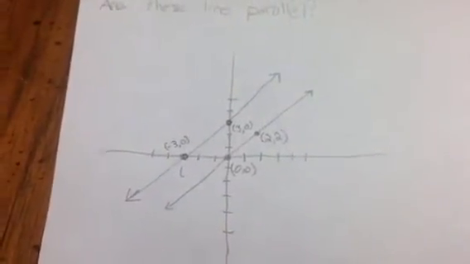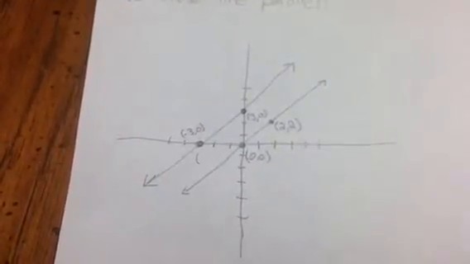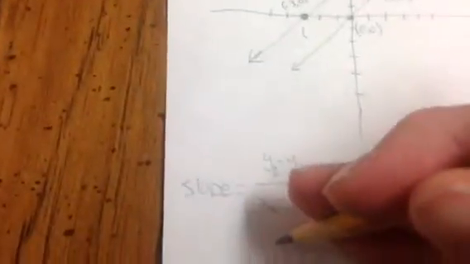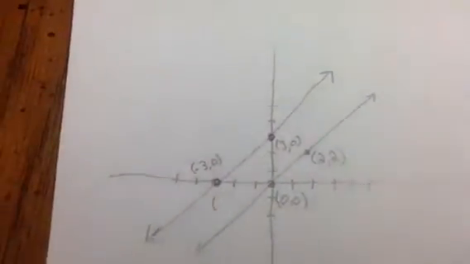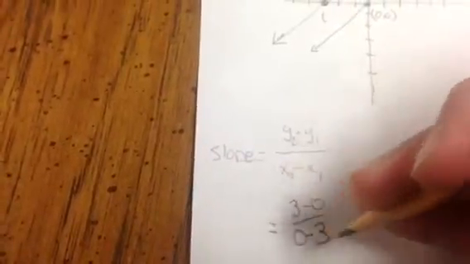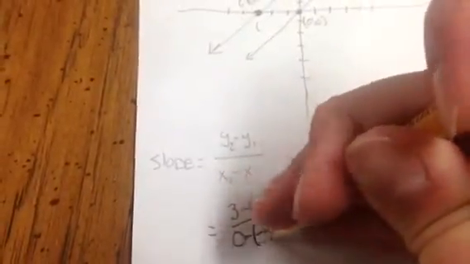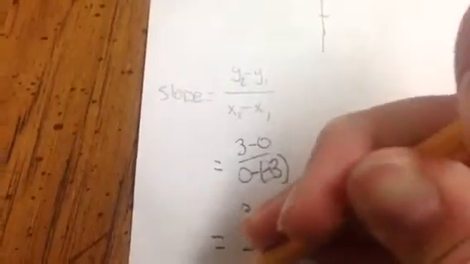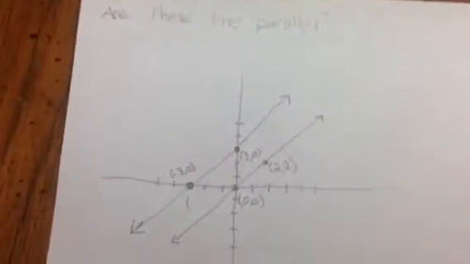First, let's find the slope of the top line. So for the top line, y2 is 3, and y1 is 0. So on the top, we should have 3 minus 0. And now x2 is 0 and x1 is negative 3. So down here we should have 0 minus negative 3, because the x2 value is 0 and the x1 value is negative 3. So whenever we simplify this, we have 3 divided by 3, which is equal to 1. Therefore, the slope of the top line is 1.